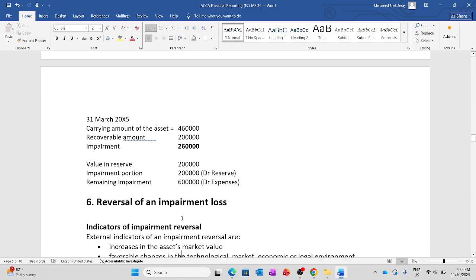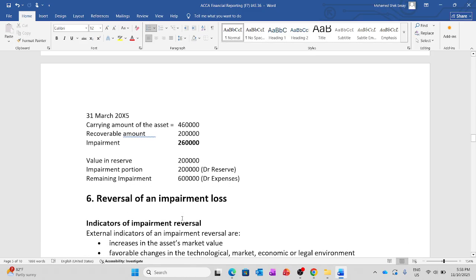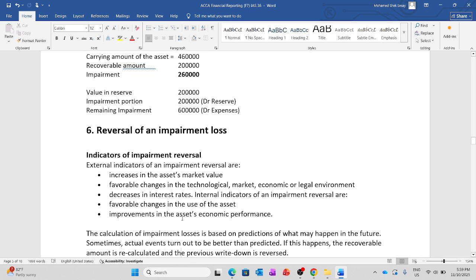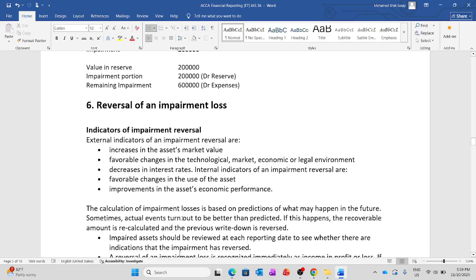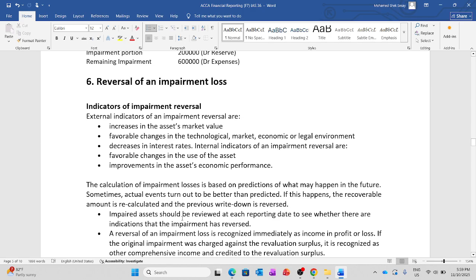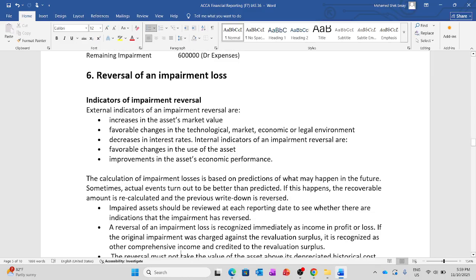So now we are going to look at the reversal of impairment loss, how we can reverse an impairment loss. Very important concept we need to know. External indicators of impairment reversals are an increase in the asset market value, favorable changes in technology, market, economic and legal environment, a decrease in interest rate, favorable changes in the use of assets, and improvement in asset economic performance.